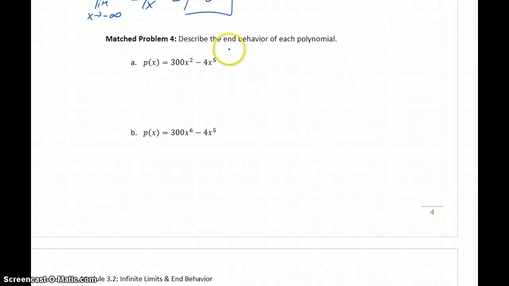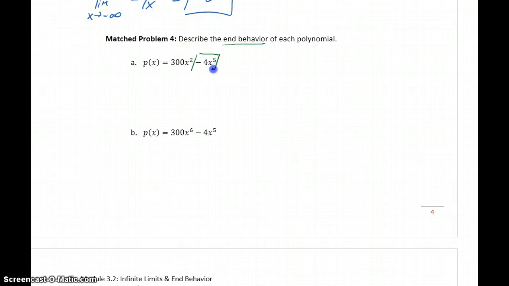In this example, we're asked to describe the end behavior of each polynomial. Again, this comes back to the same problem as match problem 3. End behavior, finding the limit as x approaches positive infinity, negative infinity. Those two problems mean exactly the same thing. And what we're interested in is just the leading term.